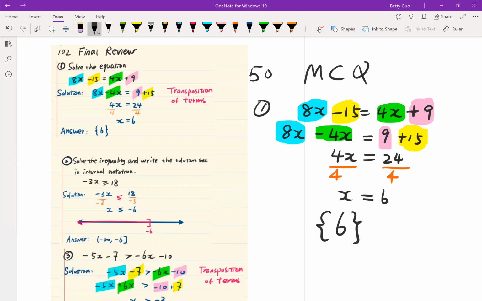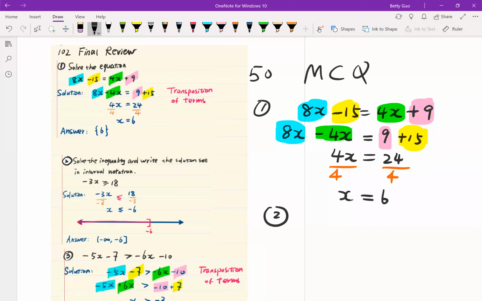Any questions? You can pause the video and watch that part again. This is number 1, solving a linear equation in one variable. We applied the transposition of terms technique. Let's look at number 2.